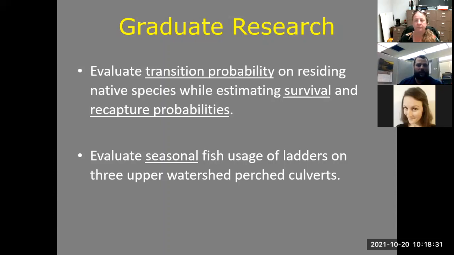So this would be just kind of doing what I already did with the traps, running them all throughout the spring and the summer to see if there's a better time of when these fish would prefer to move, to denote when we can put these ladders on to get those fish to move up the system.